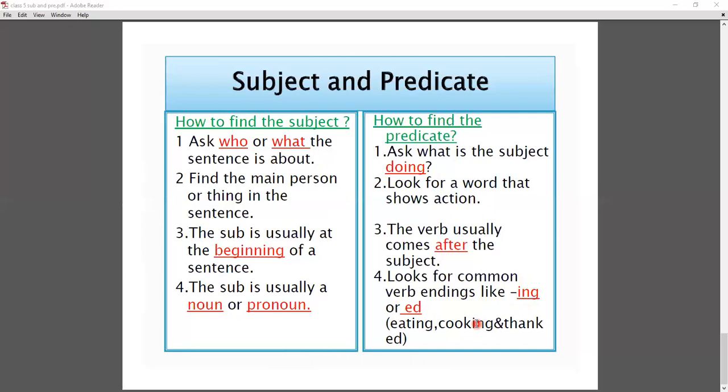Okay, so now about the subject and predicate, how to identify the subject and how to identify the predicate in a sentence. I hope you understood what is subject and what is predicate in the sentence. Okay, thank you students, goodbye.